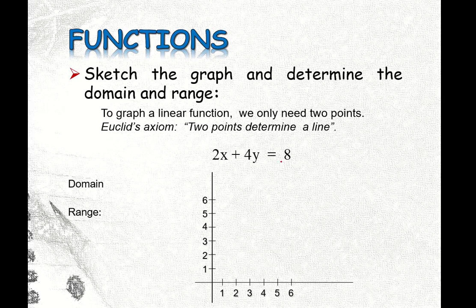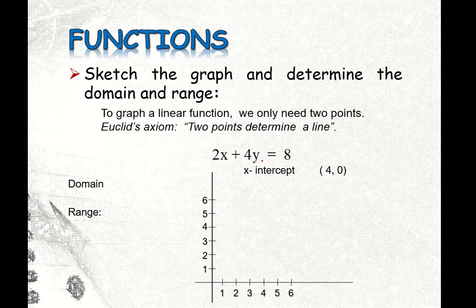This is a linear function. What we need is only 2 points. That is from Euclid's axiom that 2 points determine a line. In other words, when you have 2 points, you just connect them, then you will have a line. So how to find the 2 points? We have to solve for the intercepts, the y and the x intercepts. Solving for the x-intercept, you have to set y equal to 0.